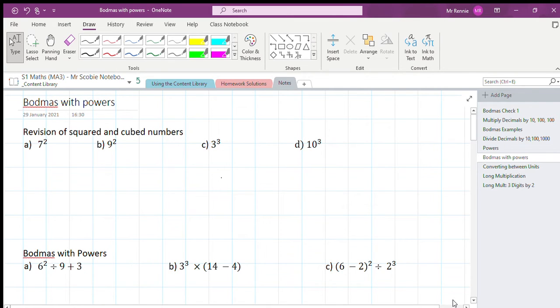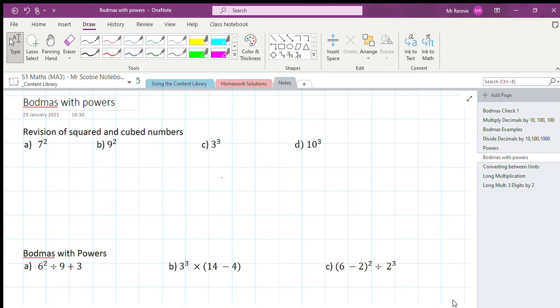Hi there, in today's video we're going to be looking at Bodmas, however we're going to be looking at questions that involve powers in them. Now the class, you should have seen some powers, mostly squared and cubed numbers. We're going to have a quick revision of them, but basically we're going to be answering questions still using the Bodmas criteria, but we're going to look at what happens when there's powers involved.